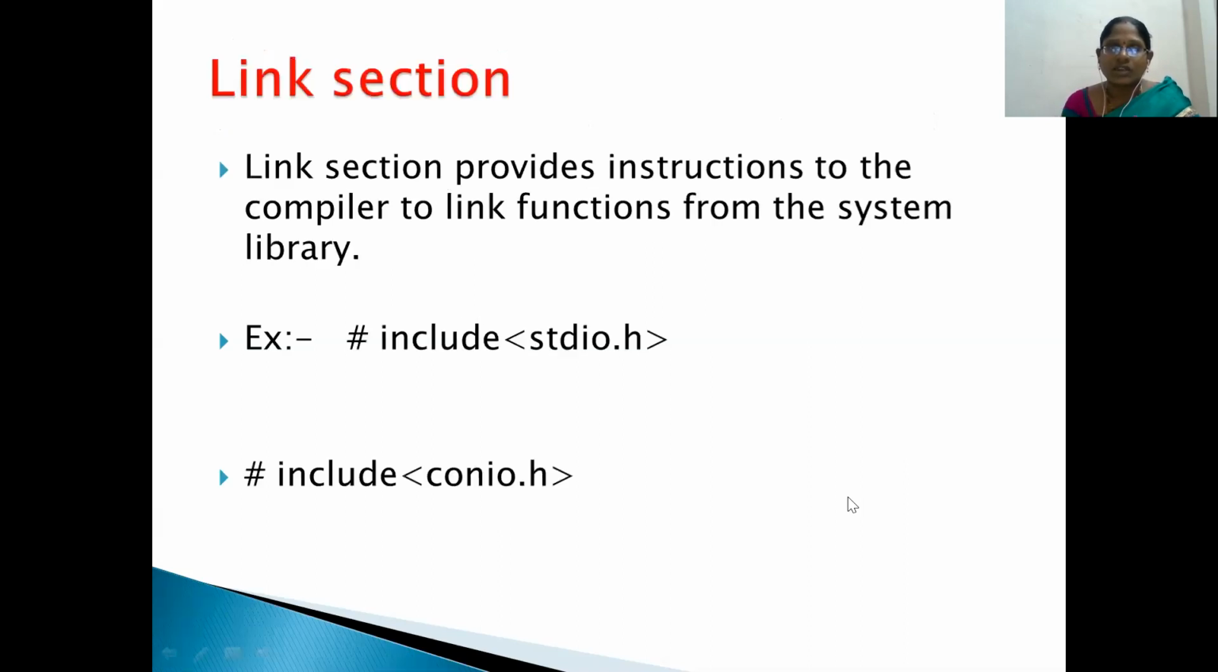The second section is link section. The link section provides the instruction to the compiler to link functions from the system library. So what do you mean by this link section? Link section is a very mandatory section for any C program. You will write printf, scanf, for loop, whatnot, everything. All the technical terms which are related to a C program you will write.